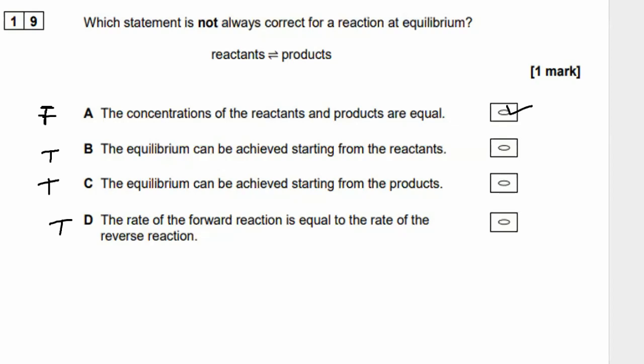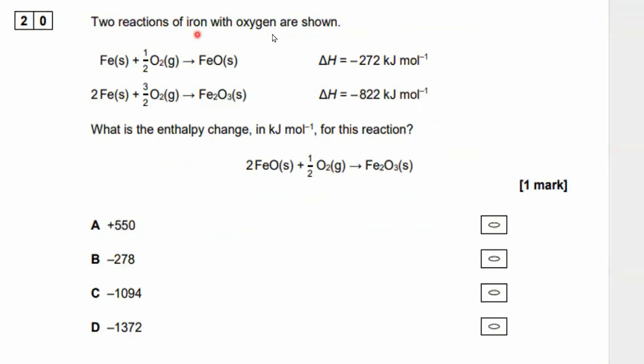Okay, let's move on. Let's look at question 20. Two reactions of iron with oxygen are shown. We've got solid iron plus oxygen gas makes iron oxide.